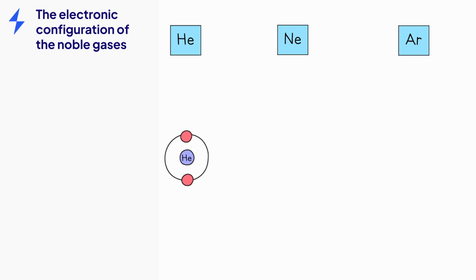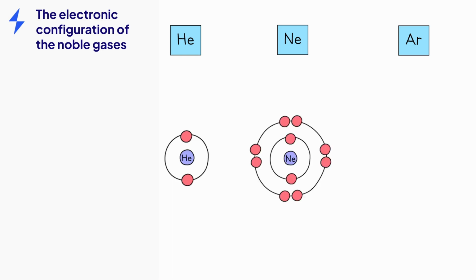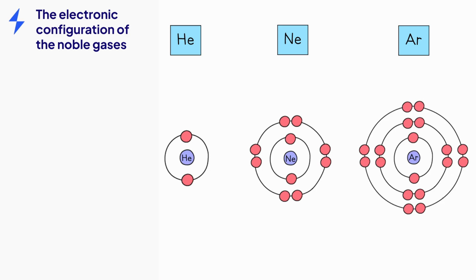Neon has a total of 10 electrons, 2 in the first shell and 8 in the second shell, so the second shell is complete. Argon has a total of 18 electrons, 2 in the first shell, 8 in the second shell and 8 in the third shell, so it too has a full outer shell of electrons. So they all have a full outer shell of electrons.